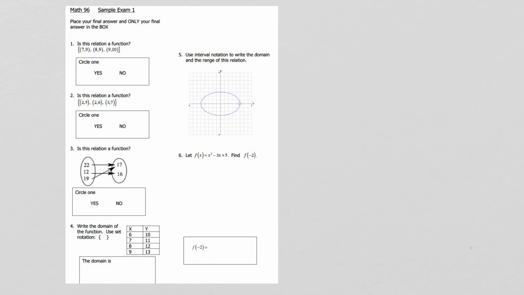Let's give this a try. Sample exam number 1. Here's the first problem. Is this a relationship? 7 goes to 9, 8 goes to 9, and 9 goes to 10.